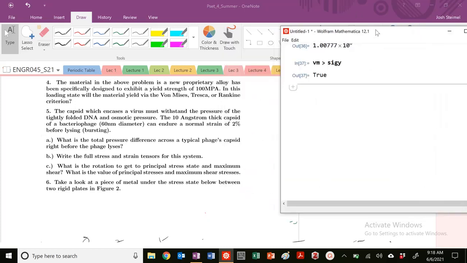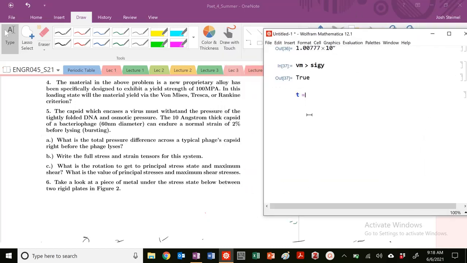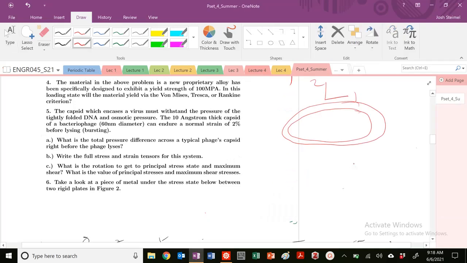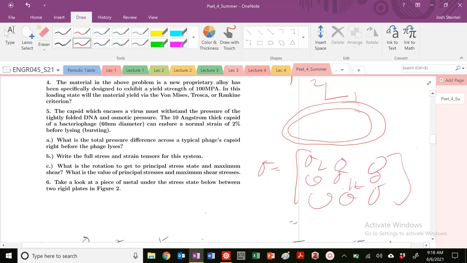So my thickness T equals 10 times 10 to the minus 10. My radius is equal to 30 times 10 to the minus 9. So R divided by T is 30, so it is a thin wall pressure vessel. I know that one direction is longitudinal, so I can write out sigma L, sigma H, 0, 0, 0, 0, 0. I know that sigma H is equal to delta P R over T, and sigma L is equal to sigma H over 2.